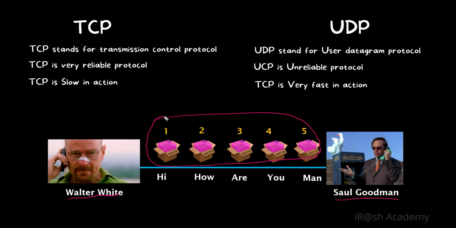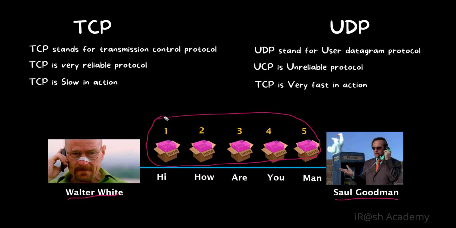So this is a real-time communication. Each packet, 1, 2, 3, 4, 5, has to be sent to Saul Goodman in the proper order as it is. For example, he must receive packet number 1 first, then 2 second, 3 third, 4 fourth, and 5 fifth. If any packet is missing in between, the message received by Saul Goodman will be wrong. And resending that packet again is not relevant. It doesn't make any sense.